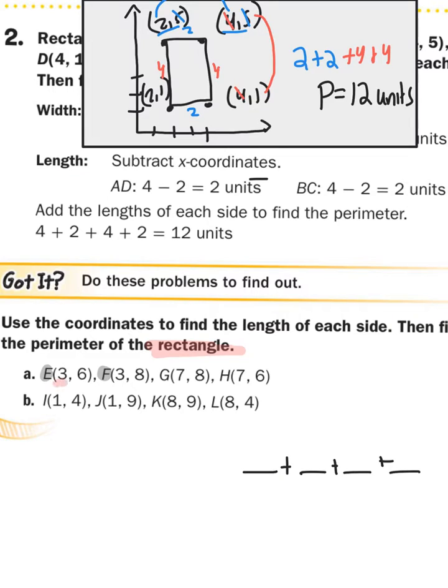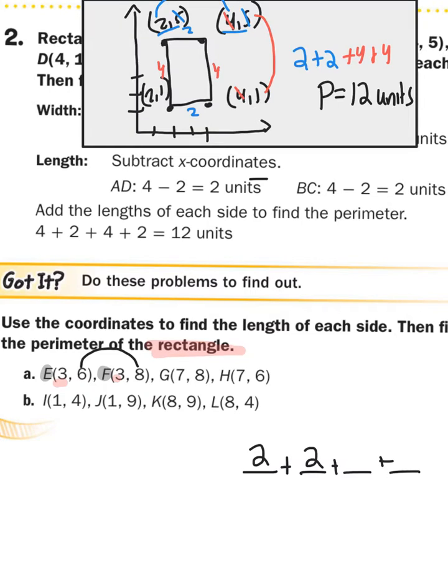So I'm not going to pay attention to the 3's because they're the same. The ones that are different are the 6 and the 8. So I'm going to subtract those. 8 minus 6 is 2. Now what that means, since it's a rectangle, is one of the side lengths is 2. And since it's a rectangle, another one has to be 2. Could be the top and the bottom, could be the left and the right.